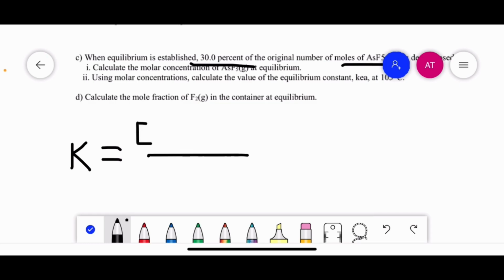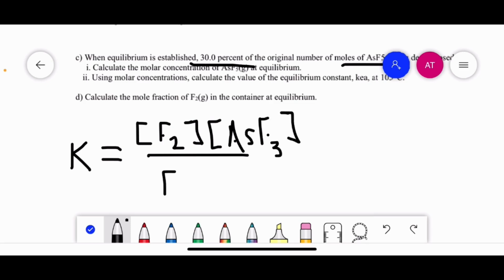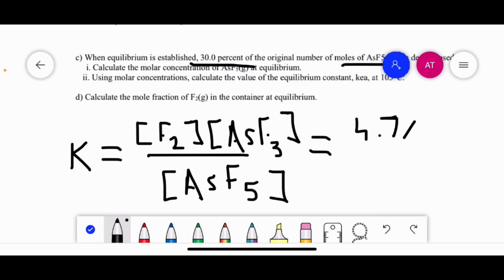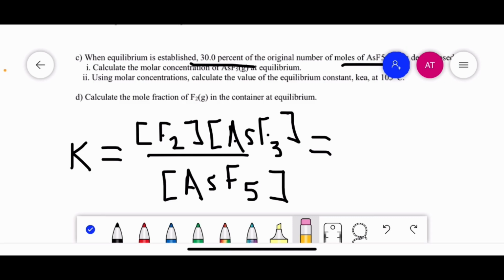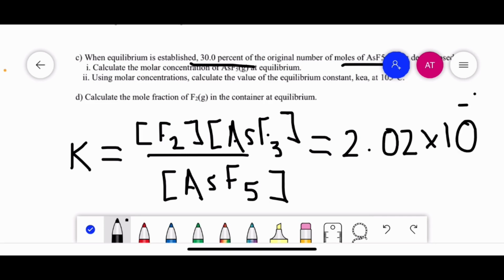Now, K equilibrium is equal to the concentration of F2 times the concentration of AsF3 over the concentration of AsF5, equal to 4.7 times 10 to the power of minus 3 squared over 0.0109. And if we calculate it, we get it to be equal to 2.02 times 10 to the power of minus 3.